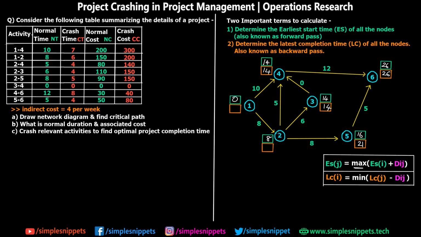For node number 2, we have two arrows coming out, like this and like this. So while coming back also we have two options. When we come from 3 to 2, it is 14 minus 6, which is equal to 8. And when we come from 5 to 2, it is 21 minus 8, which is 13. According to the formula, we have to select the minimum out of the two. So the minimum is 8. I'm going to write 8 over here.